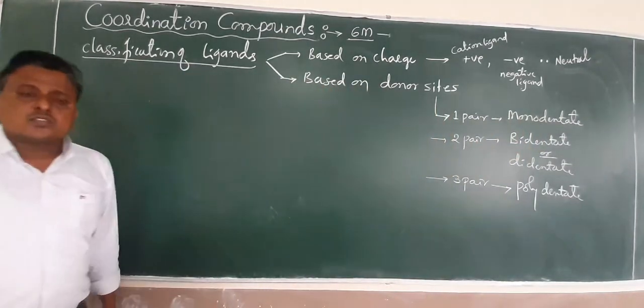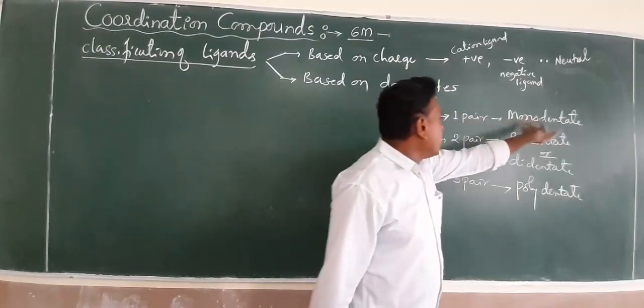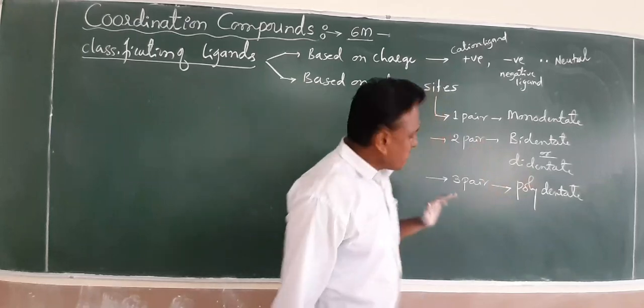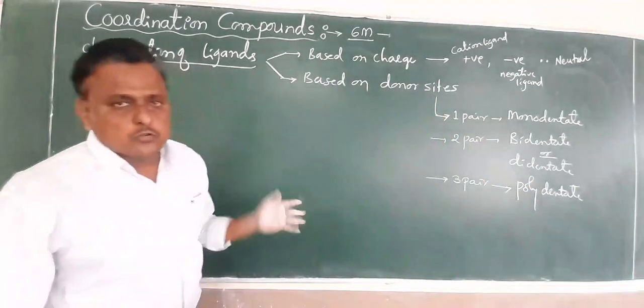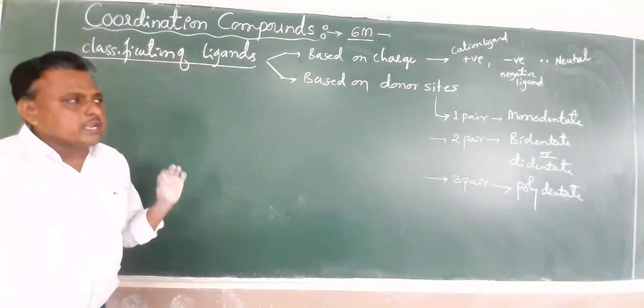Based on donor sites, the ligands are classified: if they donate one pair of electrons, we call it monodentate. If two pairs of electrons, bidentate. If more than two, that is 3, 4, 5 pairs, we use the word polydentate ligand.